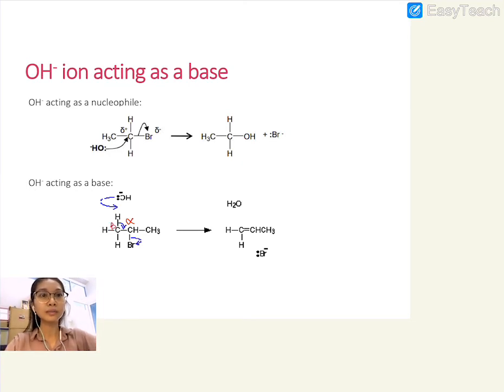So the base will grab the hydrogen that is attached to the beta carbon, and then these two electrons, you see the two electrons between carbon and hydrogen here, will go down, forming the pi bond, and then expel the Br, giving off the bromide ion and our elimination product. We will get an alkene during this elimination reaction.